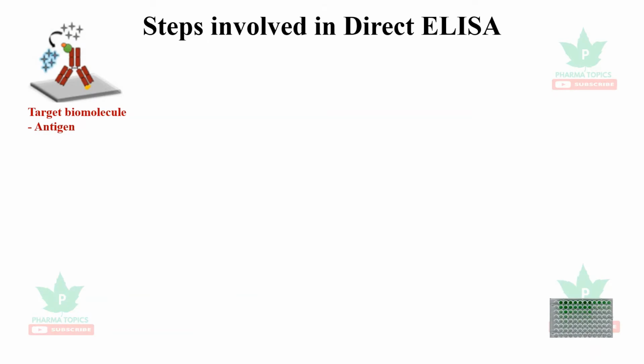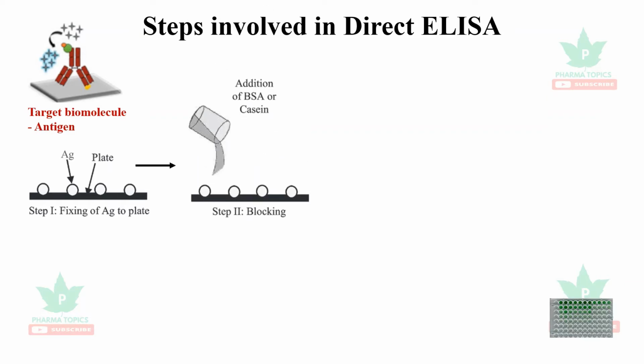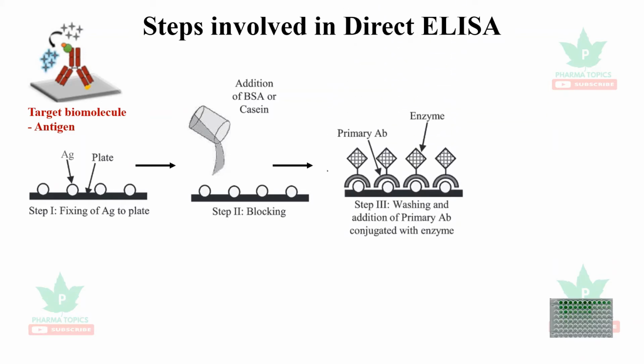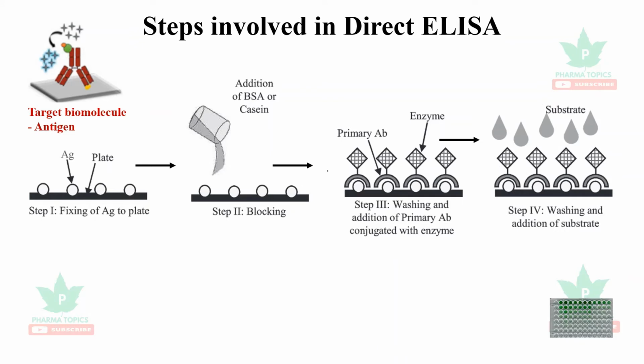The steps involved in direct ELISA. First we are going to see the direct ELISA. Here the antigens could be detected. First is fixing of the antigen to the plate, followed by blocking, that is addition of bovine serum albumin or casein, which is followed by washing and addition of primary antibody conjugated with the enzyme. This is followed by washing and addition of the substrate. Here no secondary antibody conjugation is needed. That is why it is called direct ELISA.